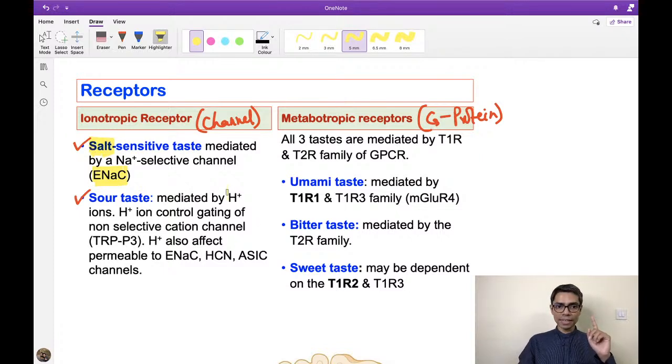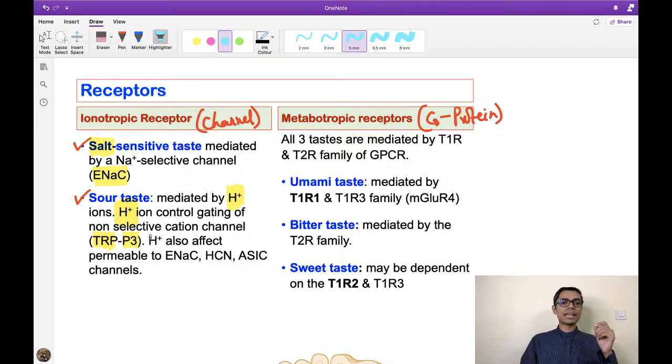Sour, H plus ion. Genome has not updated this thing. H plus ion is mainly detected by an ion channel which is known as the transient receptor potential channel P3 type. That is the main channel which is responsible for detection of this H plus ion. Getting my point? So sour taste is the taste of HCl, H plus ion, proton. Whenever you give a proton, which ion channel is activated? That is the TRP-P3, the transient receptor potential channel P3.